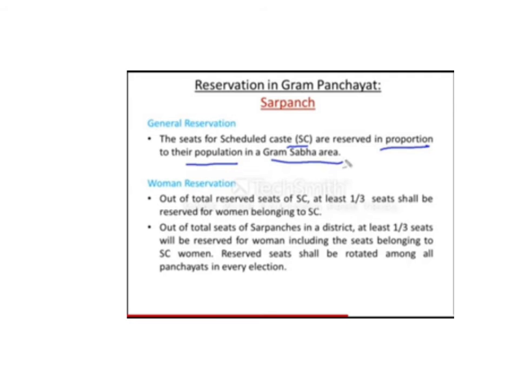That means overall we can say that for the scheduled caste, seats are reserved according to the population in a Gram Sabha, and for women 33%, whether they belong to the reserved seat scheduled caste or from OBC, other backward class, for Panch or for Sarpanch, 33% seats are reserved for women, and these reserved seats should be rotated among the panchayats in every election.